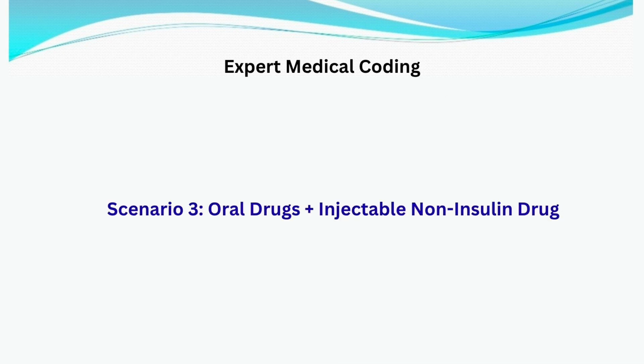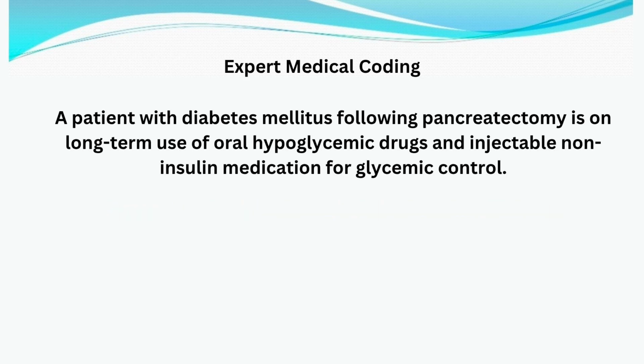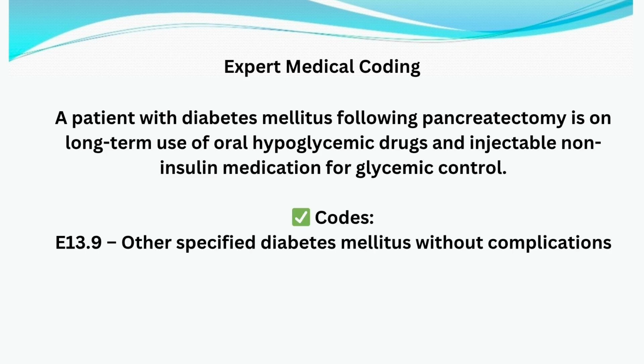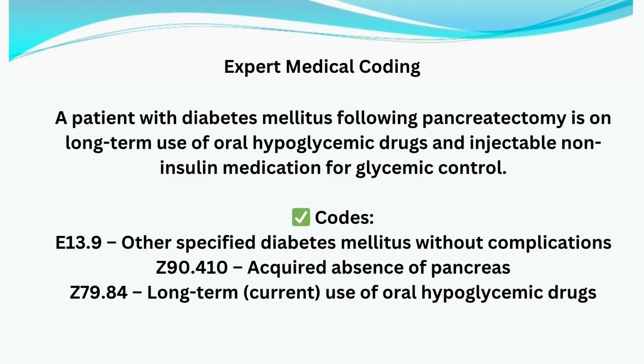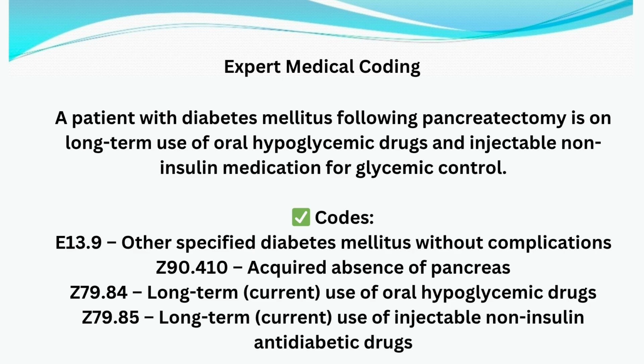Now let us see the third scenario in which the patient is on long-term current use of oral drugs plus long-term use of injectable non-insulin drug. Let us see the scenario. A patient with diabetes mellitus following pancreatectomy is on long-term use of oral hypoglycemic drugs and injectable non-insulin medication for glycemic control. So here we have to first assign E13.9 other specified diabetes mellitus without complications, and then Z90.410 for acquired absence of pancreas, and then the long-term codes Z79.84 for long-term current use of oral hypoglycemic drugs and Z79.85 for long-term current use of injectable non-insulin antidiabetic drugs.